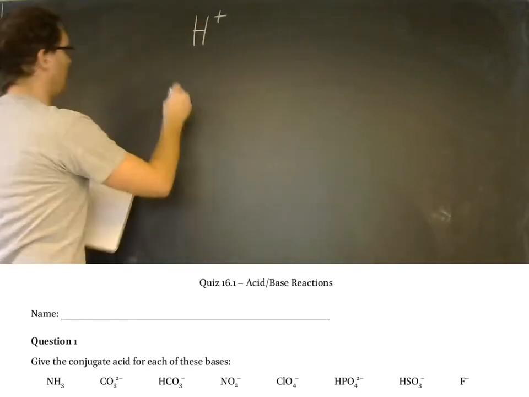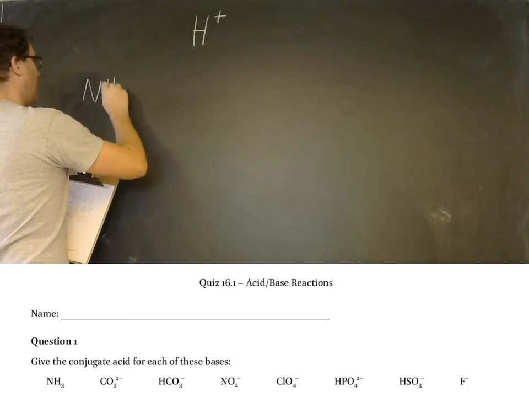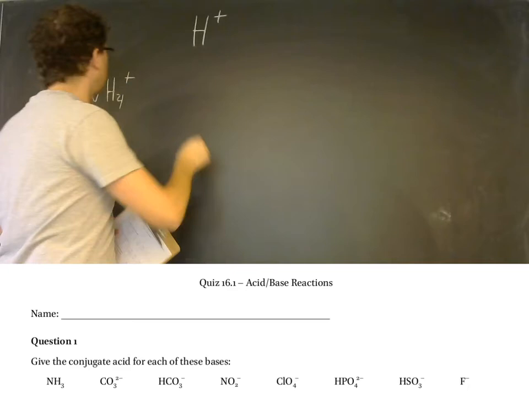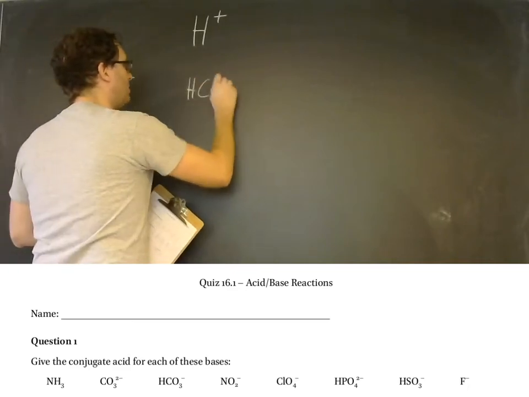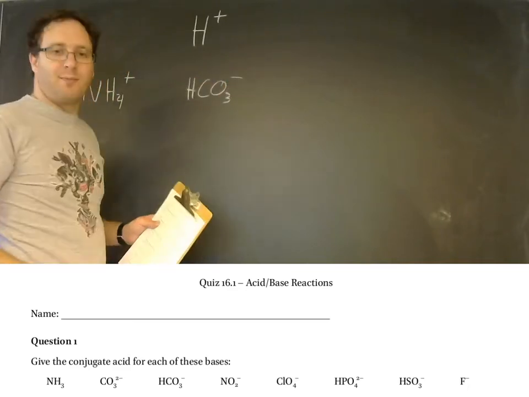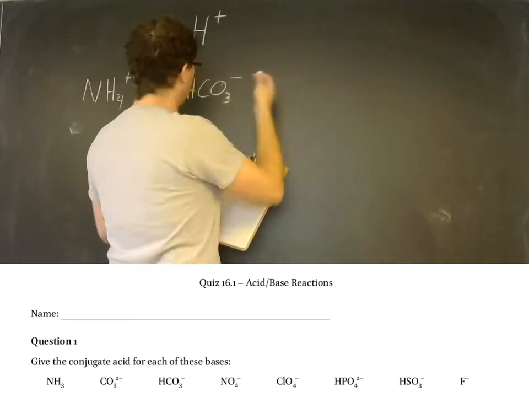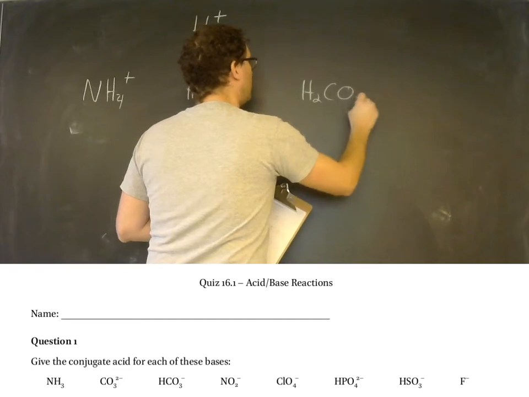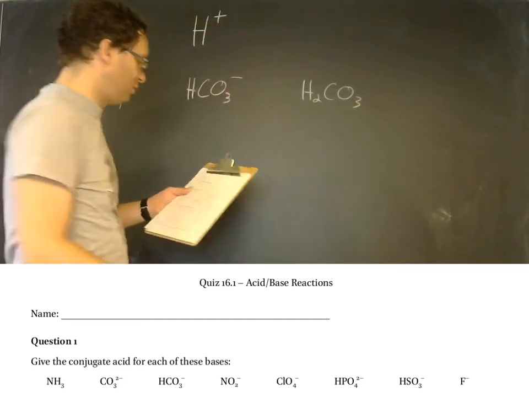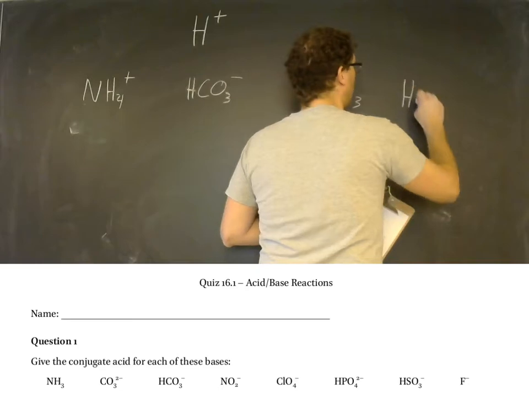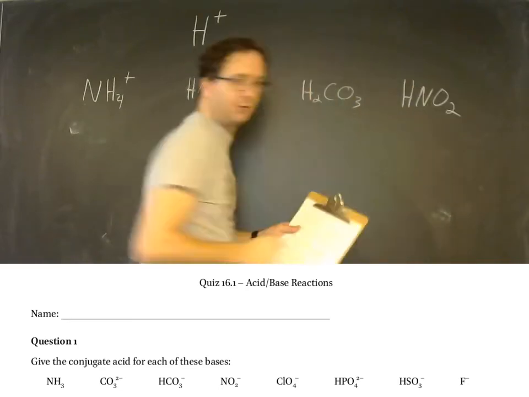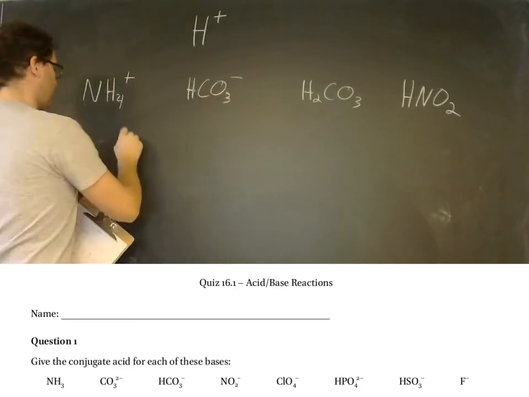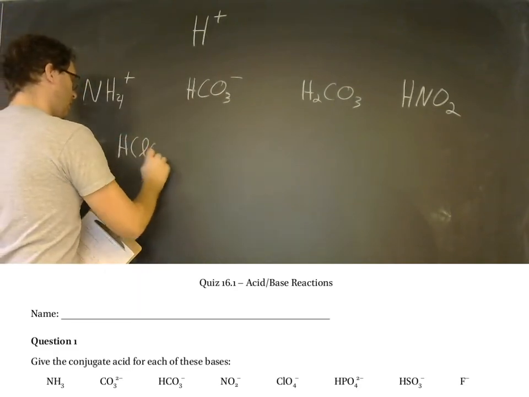So for example, NH3 would have NH4+. CO3 2- would have HCO3 with just a 1-. HCO3 1- would be H2CO3. NO2- would be HNO2. ClO4- is HClO4.